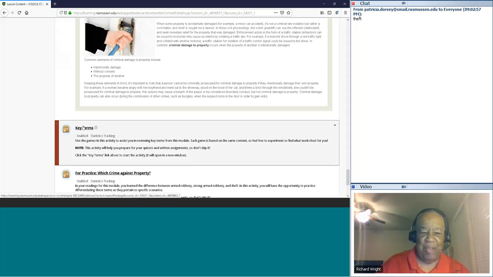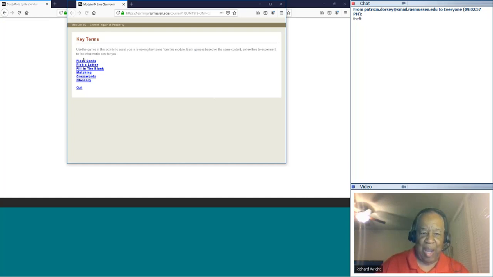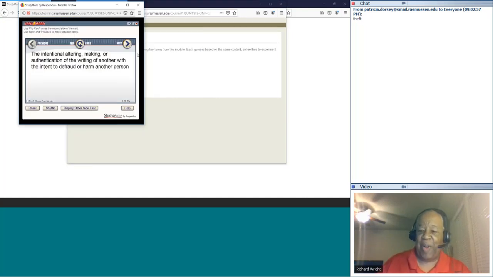These are activities that can help you once you've done your reading and gone through the lecture. I always tell people to use the top one, the flashcards, and if it comes up like that, just allow it. By the way, try to use Firefox, because that's the system that works best with Blackboard. So anyway, you'll have a scenario.